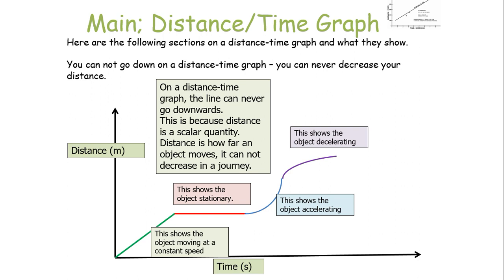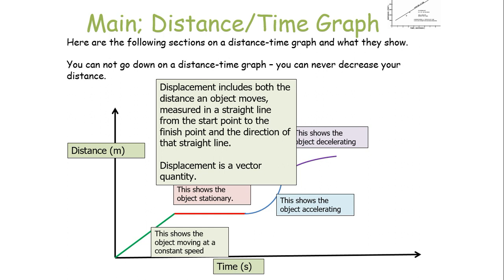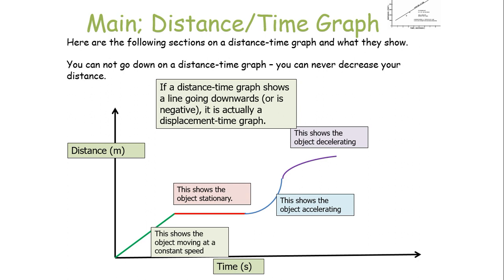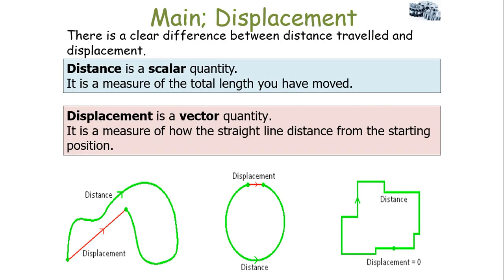how far you've actually moved. Now, the quantity which considers the direction you've been placed in, so is now a vector, is called displacement. So displacement is the straight line distance from the start point to the finish point of a journey in the direction of that straight line, and it's a vector quantity. Now, if a distance time graph shows a line going downwards or is in fact negative, it's in fact a displacement time graph, not a distance time graph. So just to make sure that there's a clear difference between distance travelled and displacement.